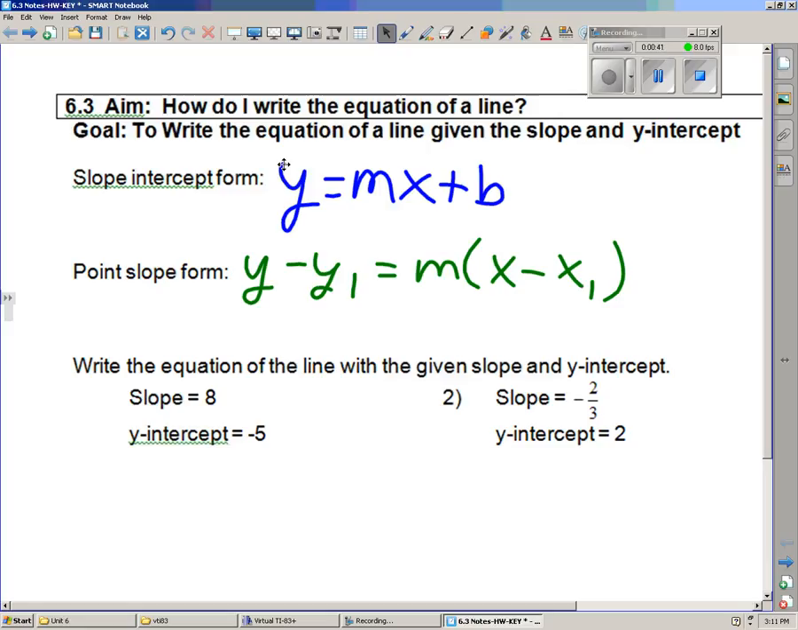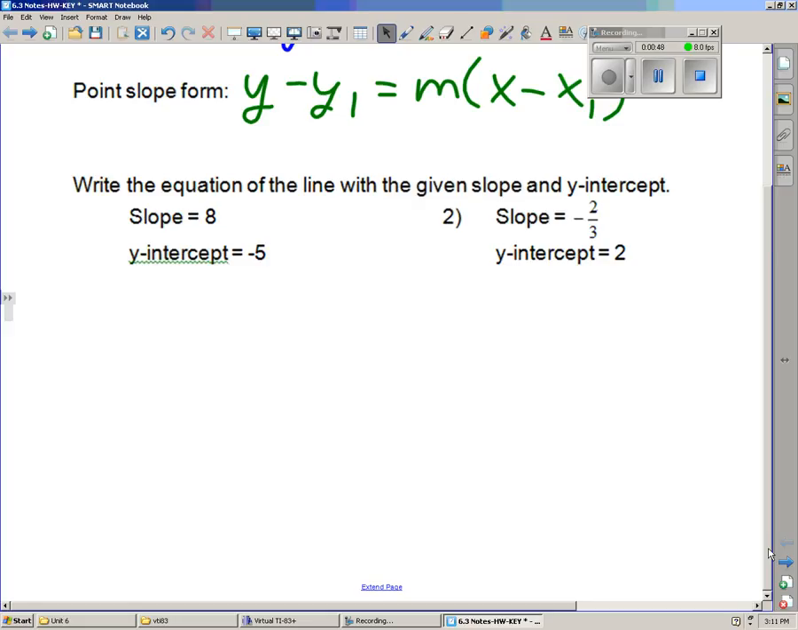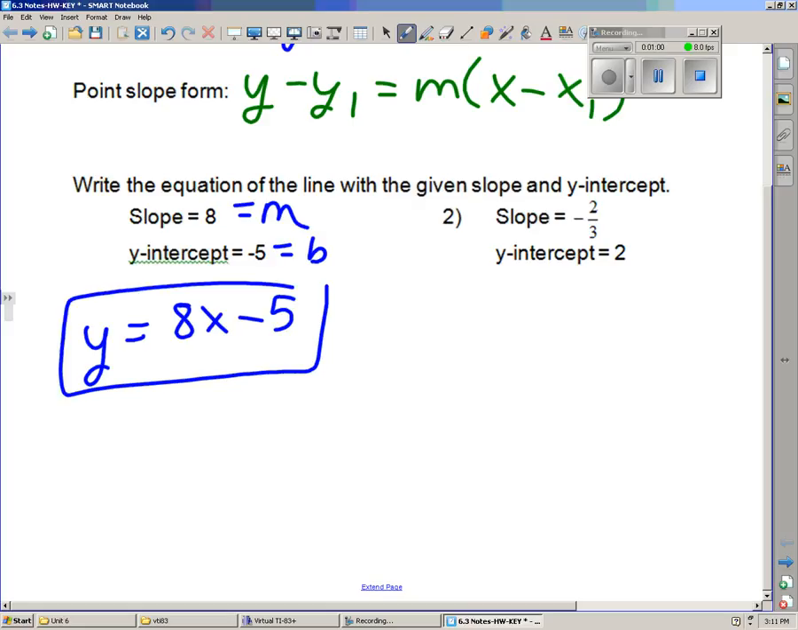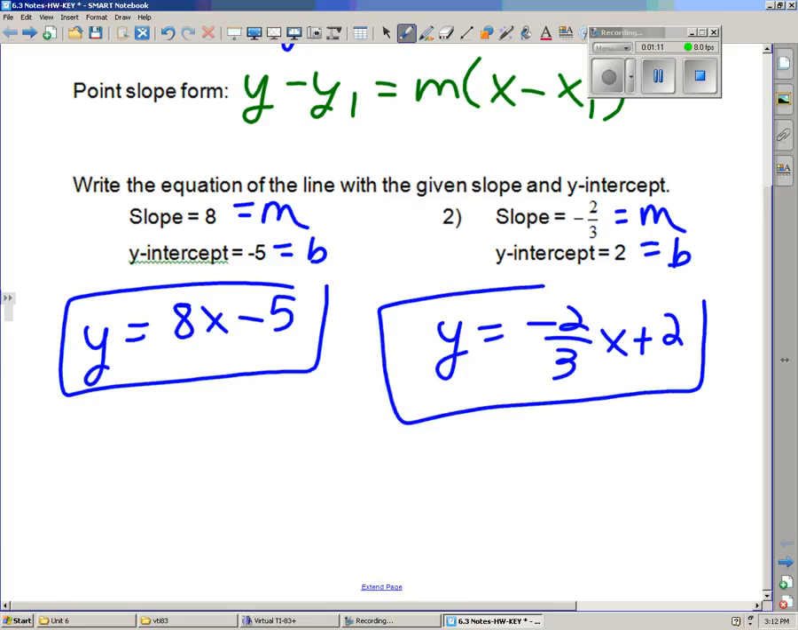What's nice is the first two examples are super easy. When you write the equation of a line, given the slope and the y-intercept, you're just plugging in the stuff that you know already. So if the slope is 8, that's your m. If the y-intercept is -5, that's your b. The equation of the line is y = 8x - 5. Just like for this one, your m is -2/3, your b is 2. Your equation is y = -2/3 x + 2.